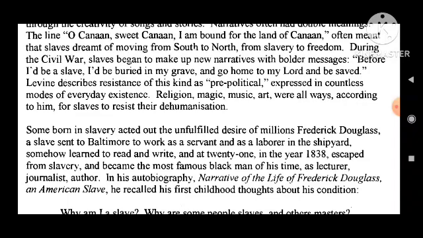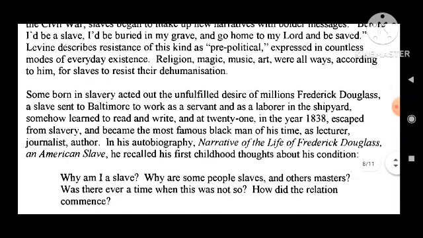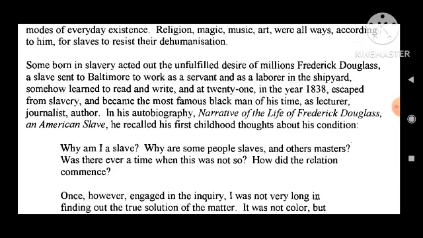Okay, so here is the incident. Some born in slavery acted out the unfulfilled desire of millions. Frederick Douglass, a slave sent to Baltimore to work as a servant, as a laborer in the shipyard. So he learned to read and write, and at 21 in the year 1838 escaped from slavery and became the most famous black man of his time as lecturer, journalist, author. In his autobiography, Narrative of the Life of Frederick Douglass, an American Slave, he recalled his first childhood thoughts about his condition. Okay, so here it is the main key point you can note down.